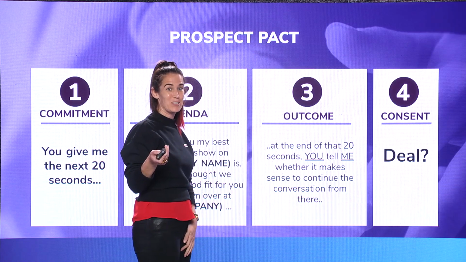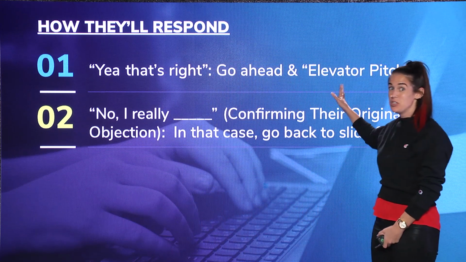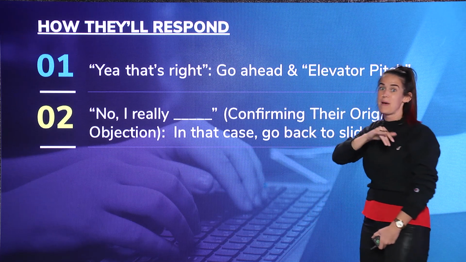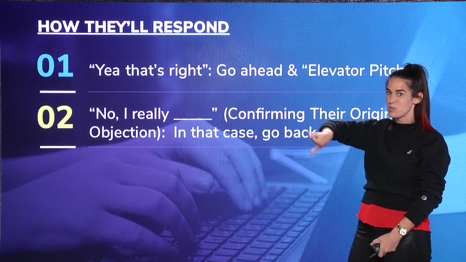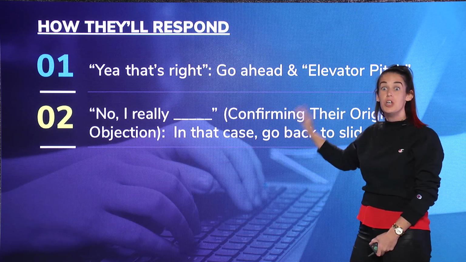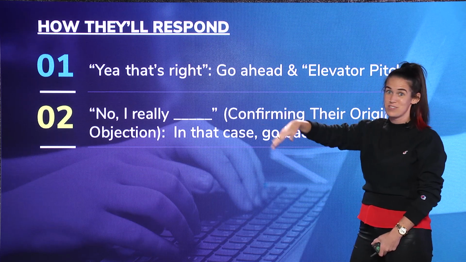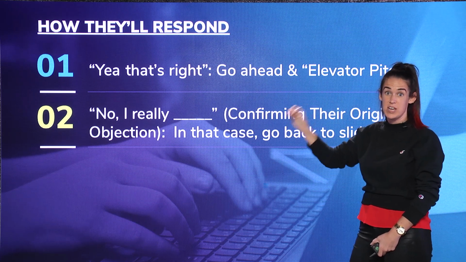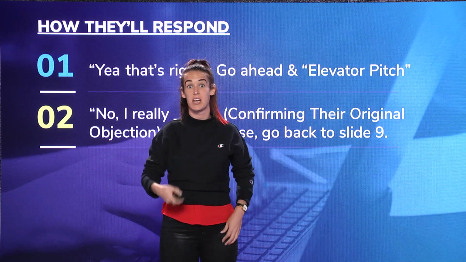I want to give you, as promised, a talk track for both. If they say, "Yes, that is correct, that's what I was doing," I would do exactly what we just did with the prospect pack. You want to give them your elevator pitch, right? So you say, "I get it. How about this? You give me the next 20 seconds," etc. At that hook, sometimes you will hear, "No, I actually really don't have any budget," or "I actually really am not interested," or "I actually really am running into a meeting," and they're confirming their original objection. In that case, I would go back to slide 9 where I talk about how this objection is real.